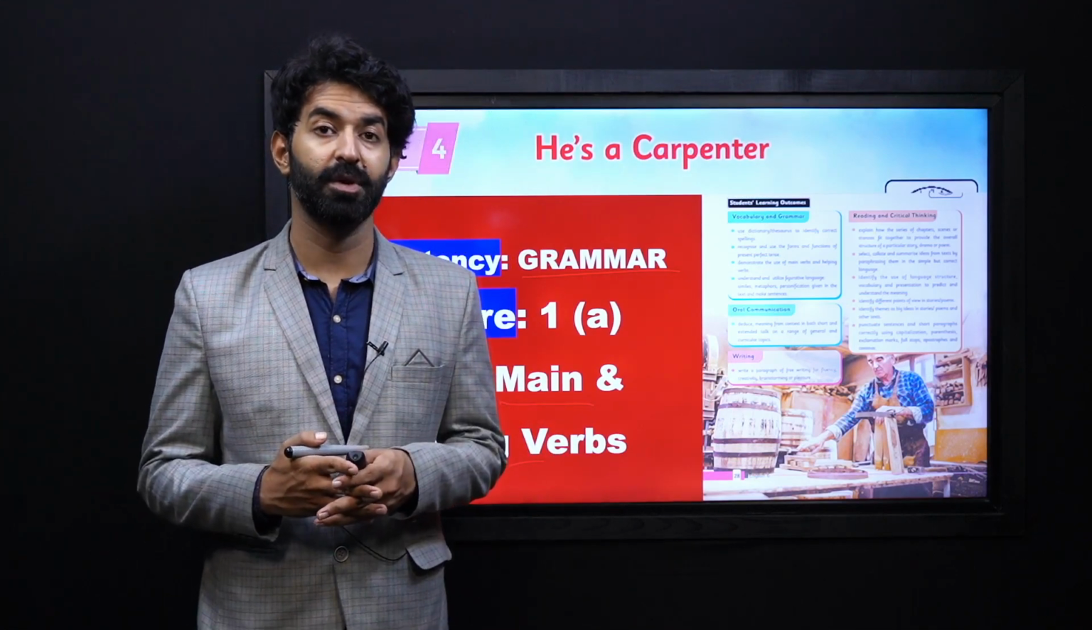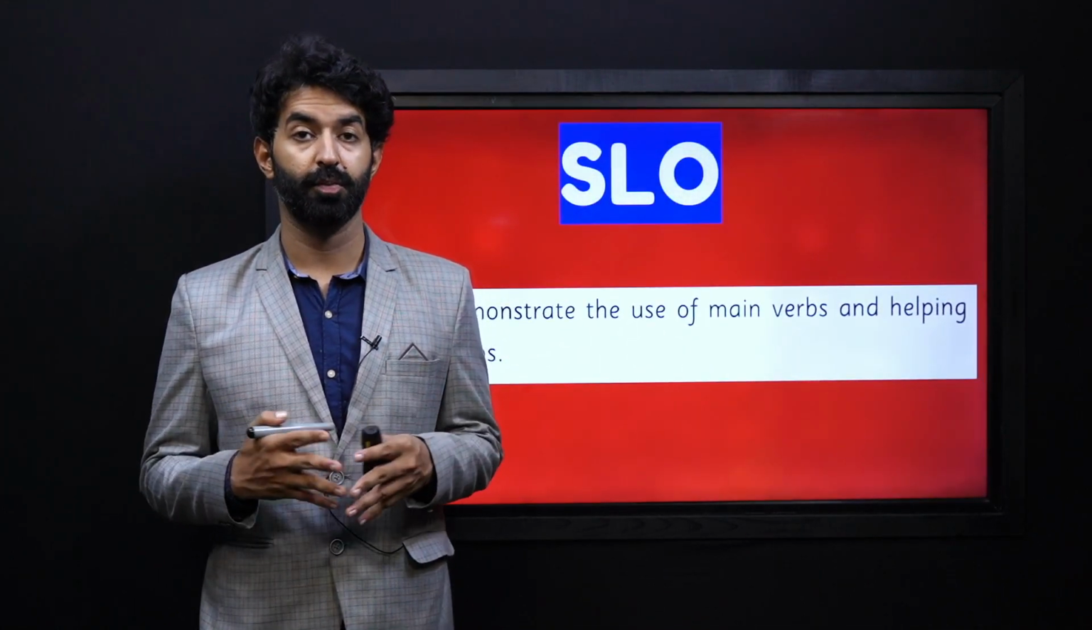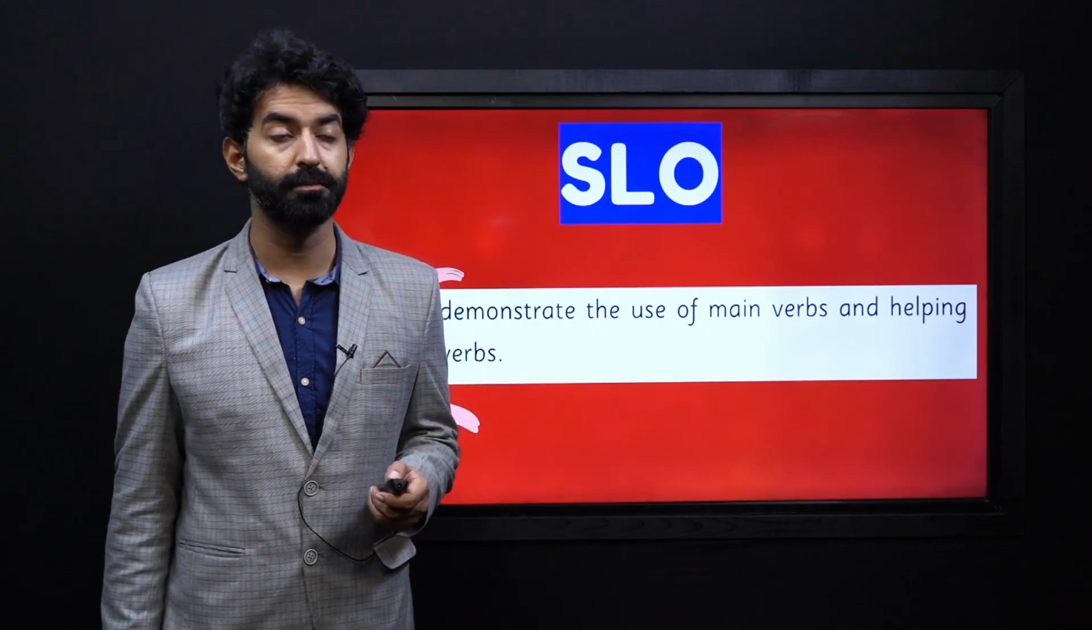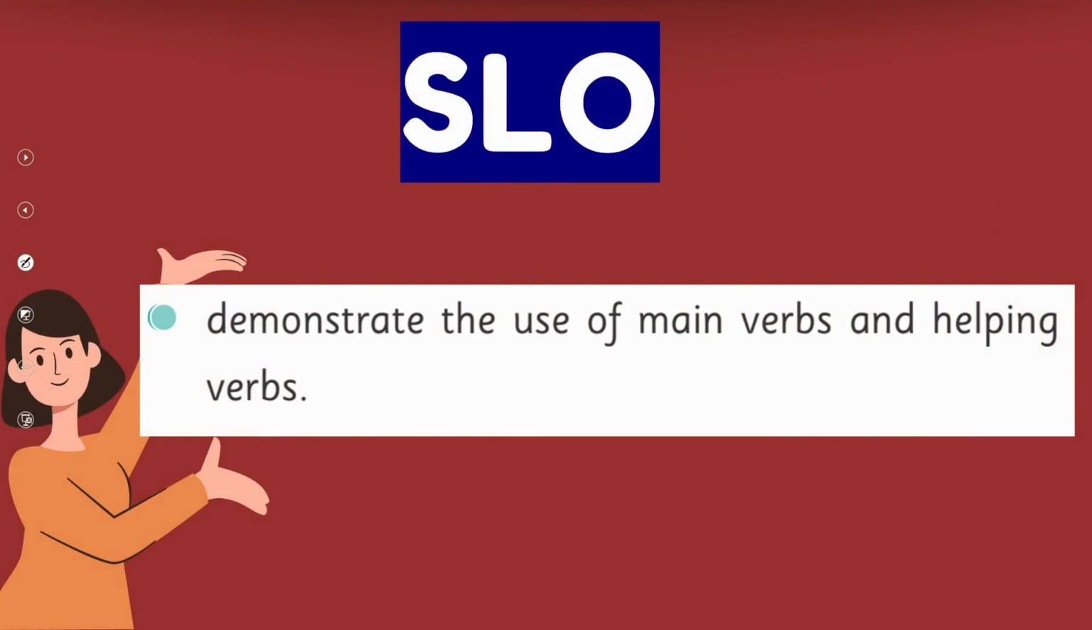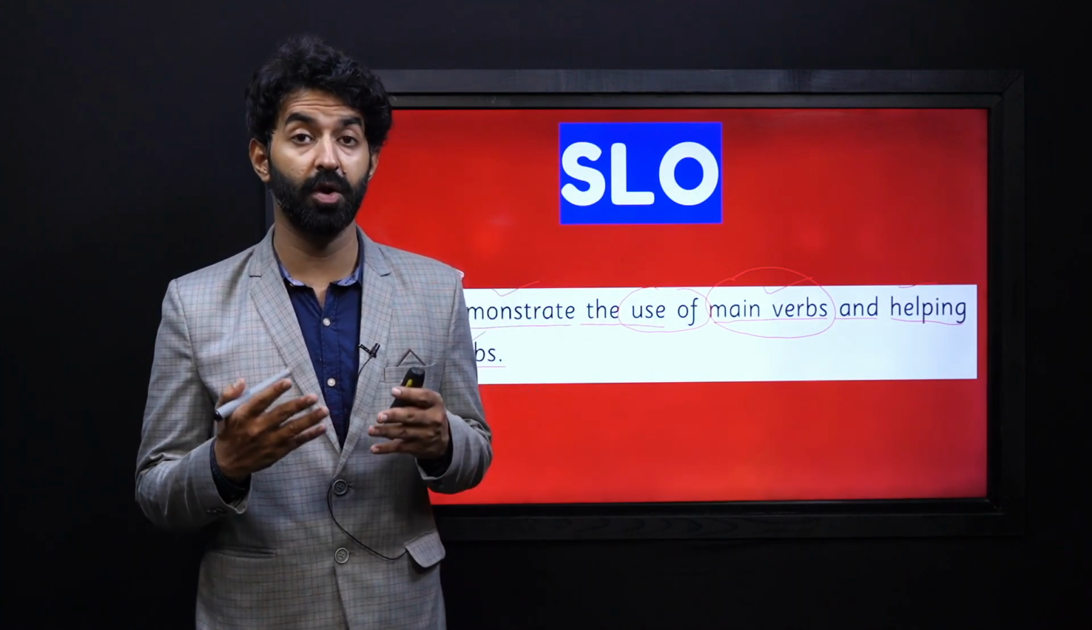Now, this topic has been deducted from our students' learning outcome. Now, let's read and try to understand what we are supposed to do from our students' learning outcome. So, our SLO is demonstrate the use of main verbs and helping verbs. So, my dear learners, we will be demonstrating and showing the use of main verbs and helping verbs in our sentences. So, we are dealing with verbs, which is a part of speech, as you are familiar with it.